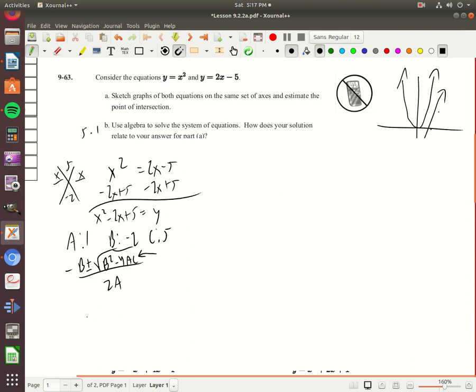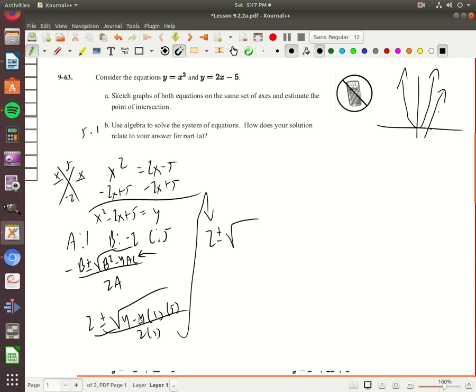So a negative 2 is 2, plus or minus the square root of negative 2 squared, which is 4, minus 4 times a times c. All that is over 2a. So I get, make myself a little more room here, 2 plus or minus the square root of 4 minus 20, over 2. So 2 plus or minus the square root of negative 16 over 2.